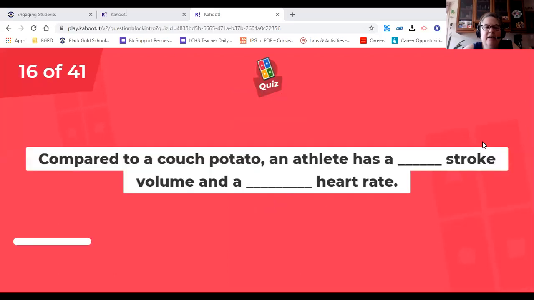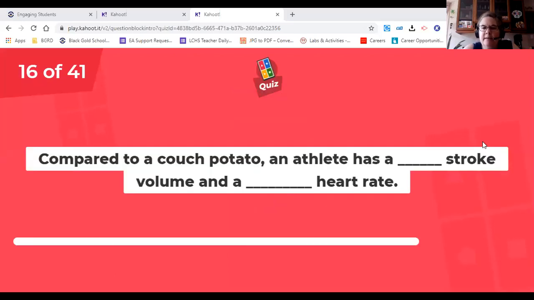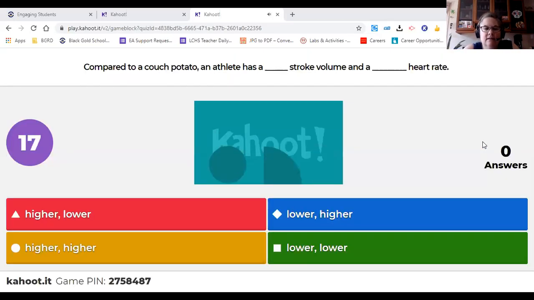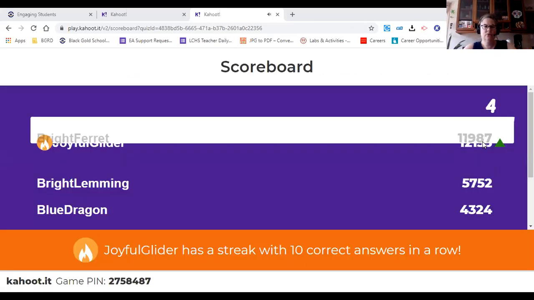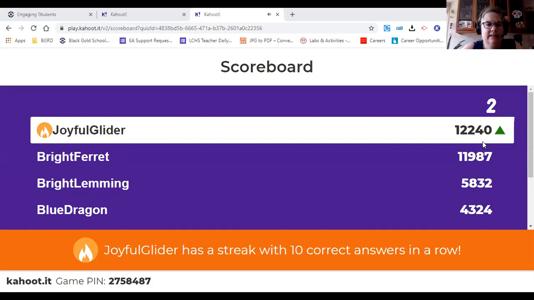Okay, next. Compared to a couch potato, an athlete has a blank stroke volume and a blank heart rate. Okay, higher stroke volume and lower heart rate. Ooh, Joyful Gliders takes the lead.